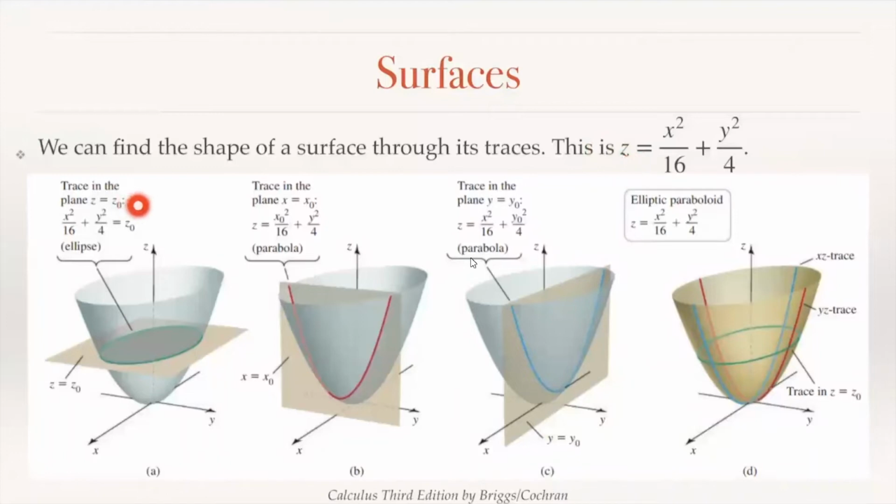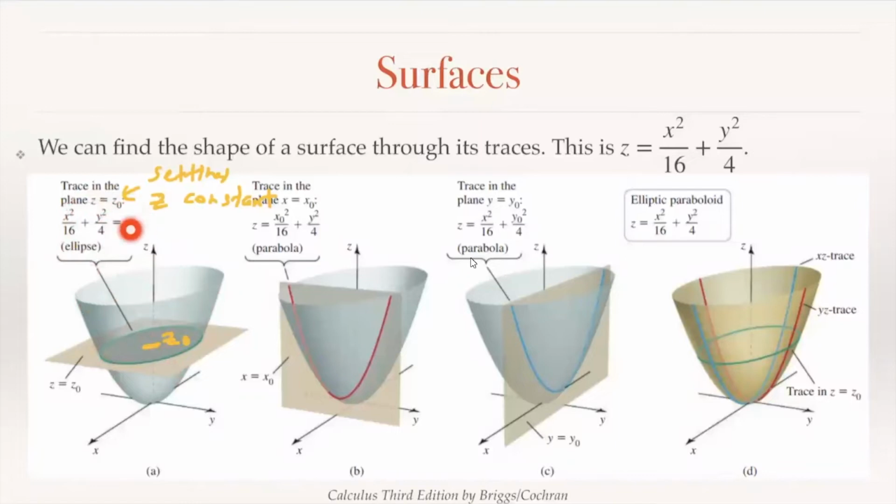So take a look here. You see that they're setting z equals z naught. That means that we're imagining z is a constant, and that constant could be anything. So z naught is perhaps here an arbitrary point on the z-axis. And for that constant z naught, it becomes the equation of an ellipse. So we know that every horizontal slice is that of an ellipse.